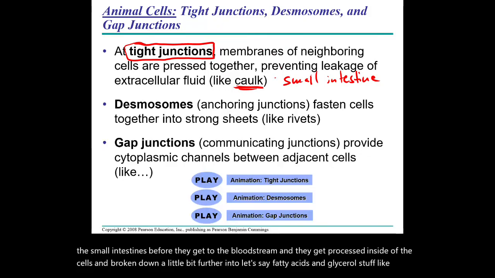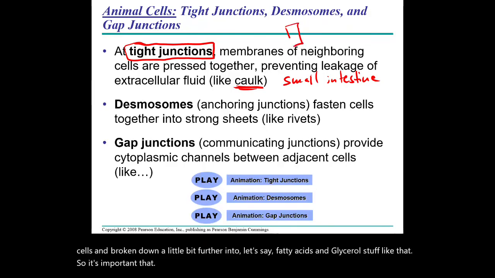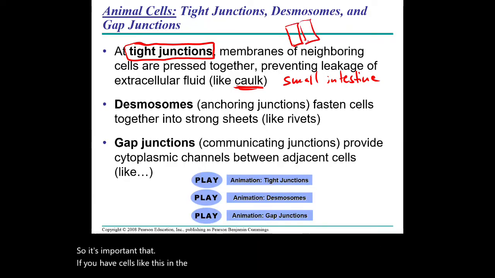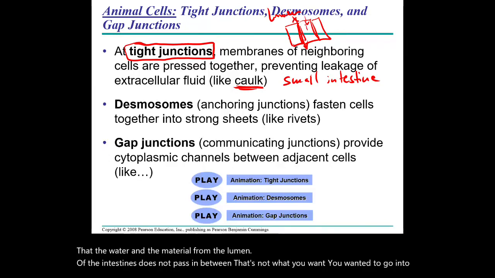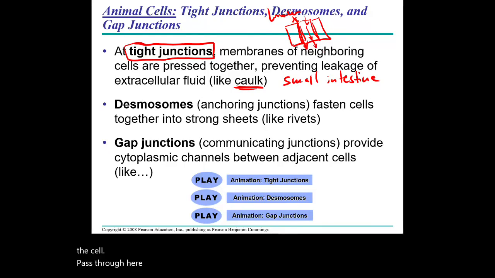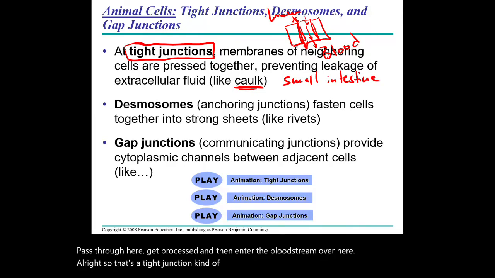So it's important that if you have cells like this in the wall of the intestines, the water and the material from the lumen of the intestines does not pass in between. That's not what you want. You want it to go into the cell, pass through here, get processed, and then enter the bloodstream over here. All right, so that's a tight junction, kind of like caulk. I'll show you a picture in a second.